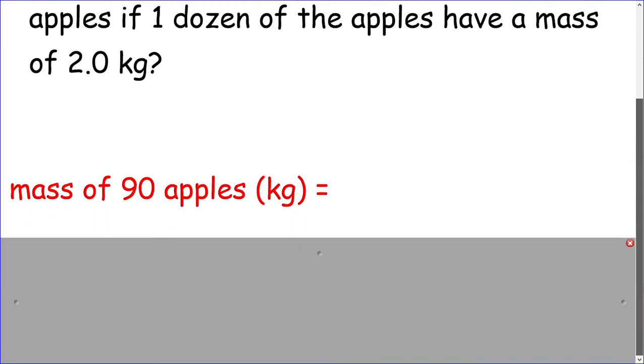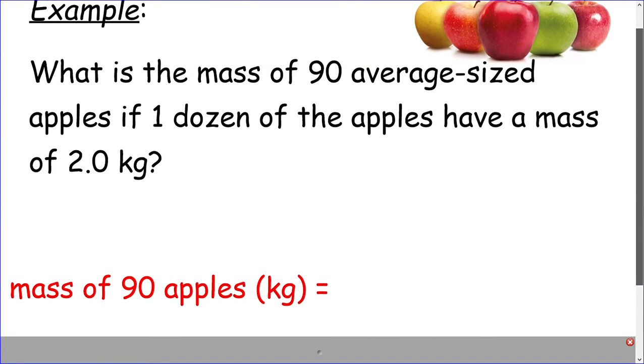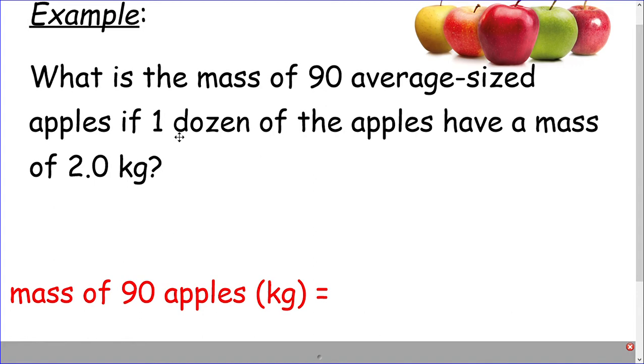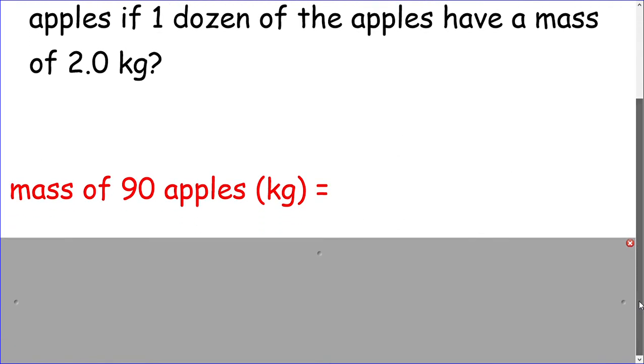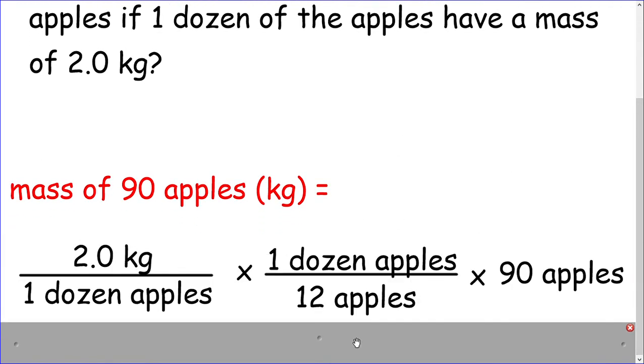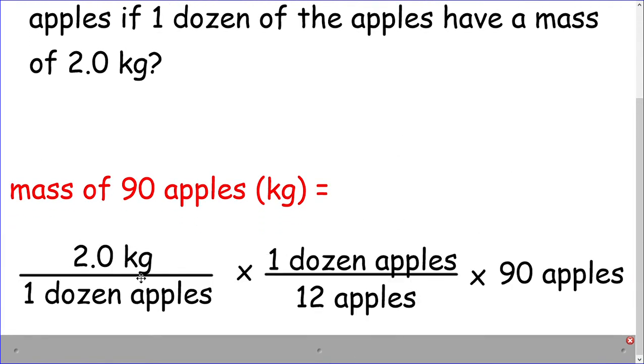So if we start off wanting to find the mass of 90 apples, I need to use a ratio to start with. We have this ratio that says 1 dozen apples has a mass of 2 kilograms. So that's a ratio I can use. The way I'm going to set up this ratio is I'm going to say for every 2 kilograms is a dozen apples. But then we have this counted value that we know: a dozen apples really means 12 apples. And I would like to find out how much weight 90 apples is.